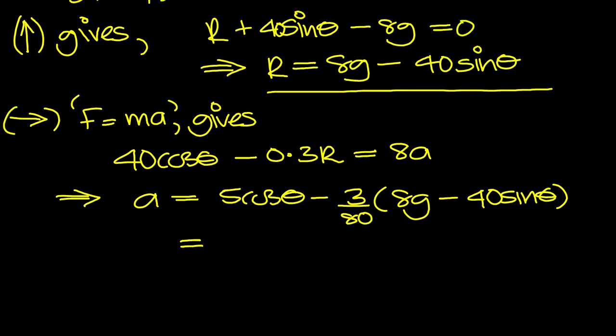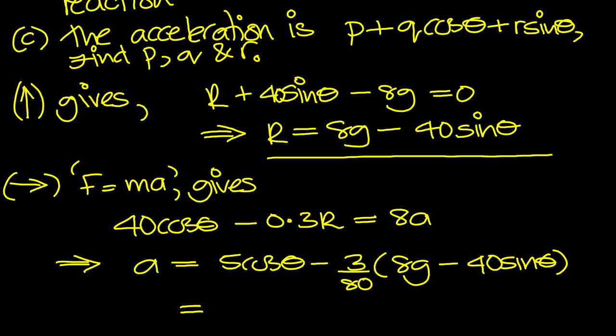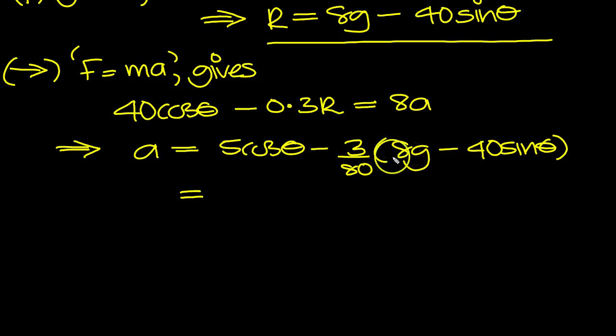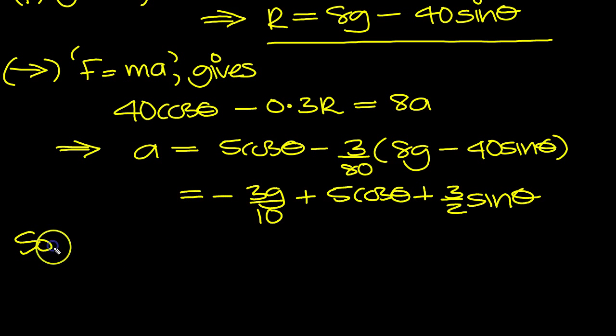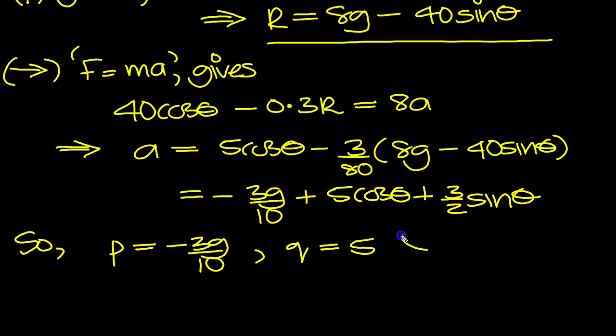Now we want to write it in the form of p plus q cos plus r sine. So put the constant term first then. 8 over 80 is 10, so it's minus 3g over 10. When we expand this bracket here, 8 into 80 goes 10 times. And then the cos was next, so it's plus 5 cos. And then minus times a minus is a plus. 40 over 80 goes twice, so it's 3 over 2, isn't it? Sine theta. So the p is equal to minus 3g over 10. The q is equal to 5, and the r is equal to 3 over 2.